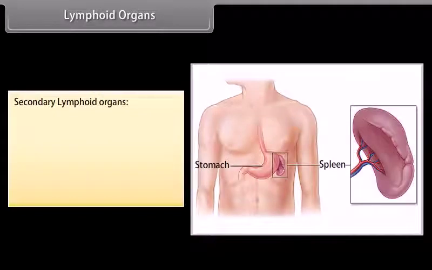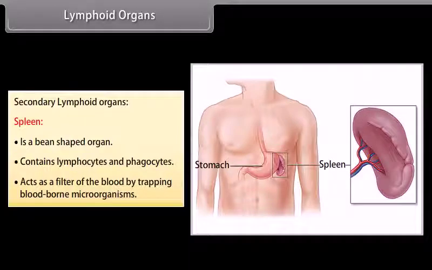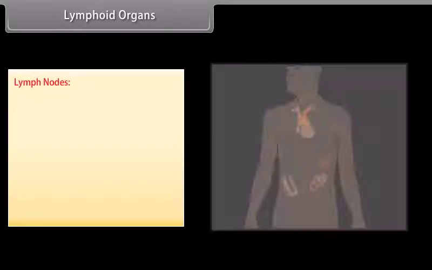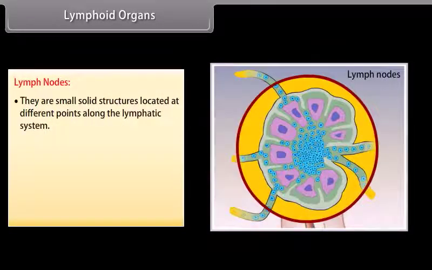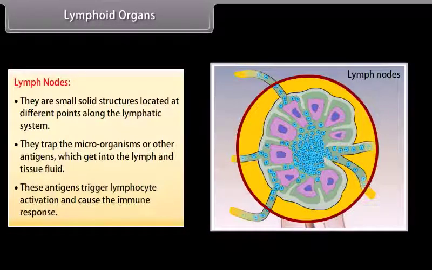Secondary lymphoid organs. Spleen is a bean-shaped organ. It contains lymphocytes and phagocytes. It acts as a filter of the blood by trapping blood-borne microorganisms. Lymph nodes are small solid structures located at different points along the lymphatic system. They trap the microorganisms or other antigens which get into the lymph and tissue fluid. These antigens trigger lymphocyte activation and cause the immune response.